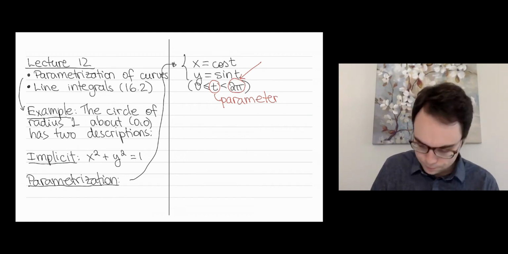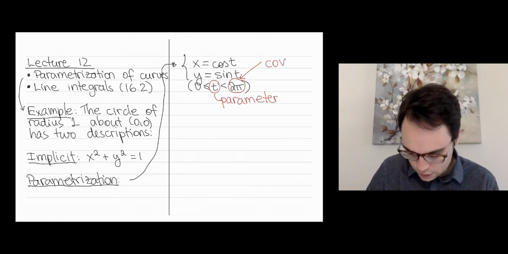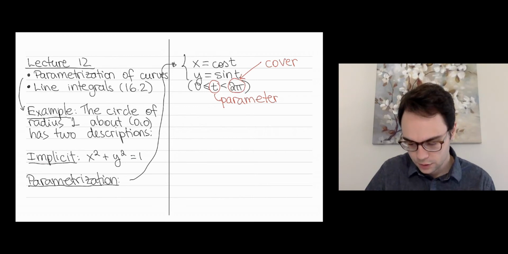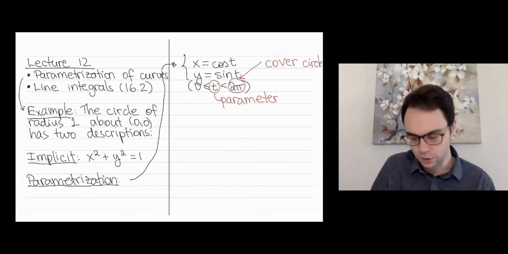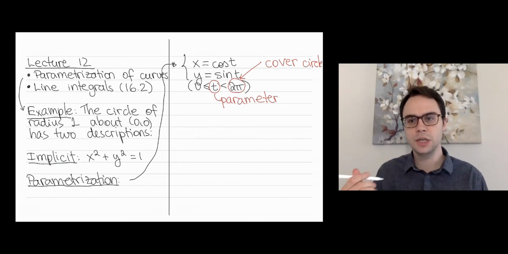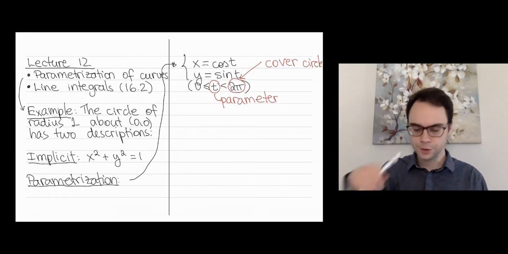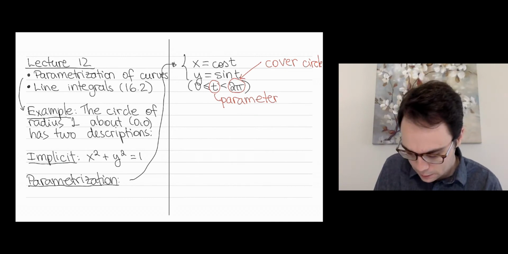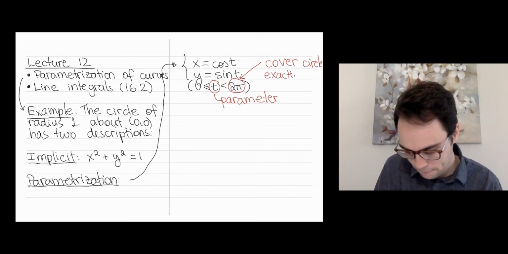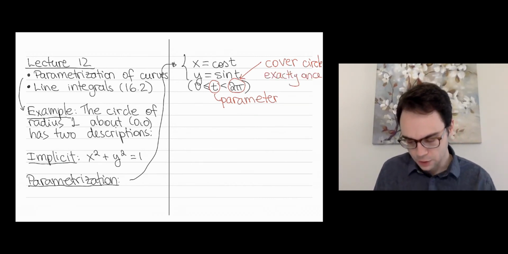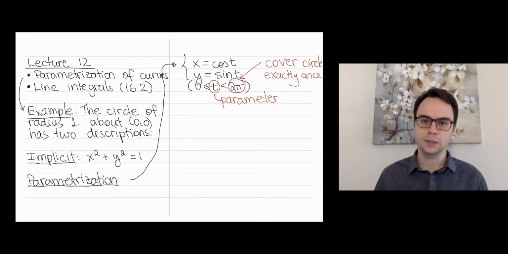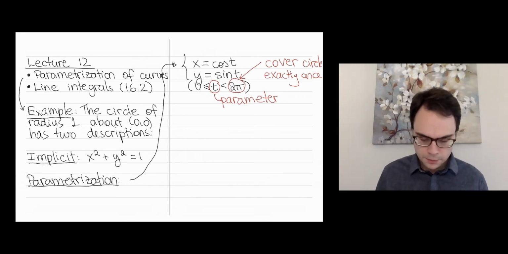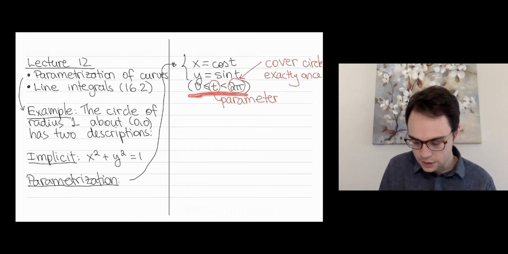So the parameterization covers the whole circle. Every single point in the circle is of this form for some t, but there is no repetition, so exactly once. I say once because if t went from 0 to 4 pi, then I would cover the circle twice, but here we just want to cover it once. So this bound is important.